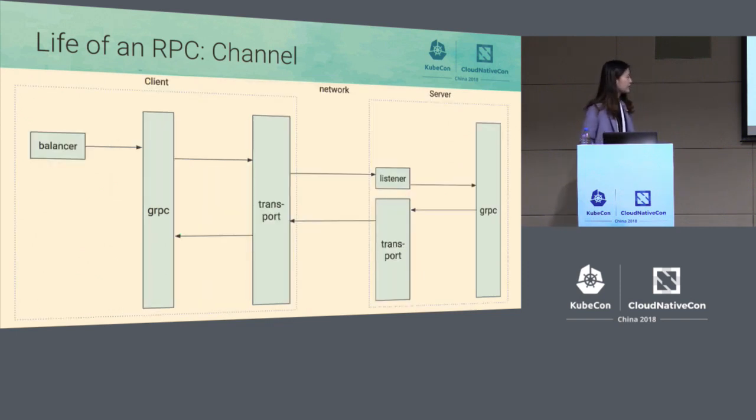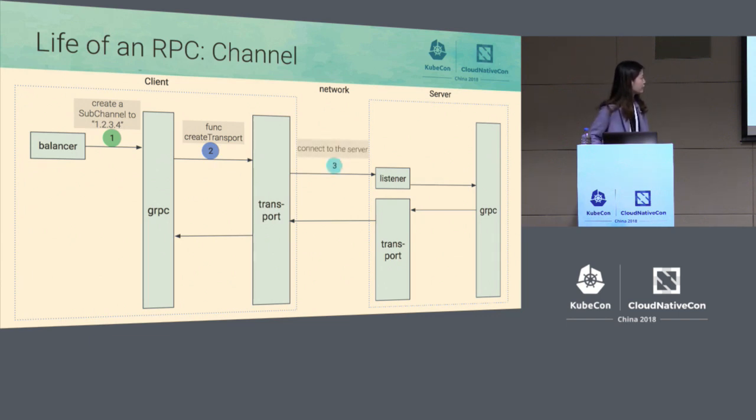So let's zoom in and look at how the balancer instructs gRPC to create those connections to the backends. The balancer will say, let's create a subchannel to IP address 1.2.3.4, which is the first backend. And gRPC will call the function to create a transport, and it will start the procedure to create a transport for that backend. The transport will then try to connect to the server. Essentially, here it is doing a network dial.